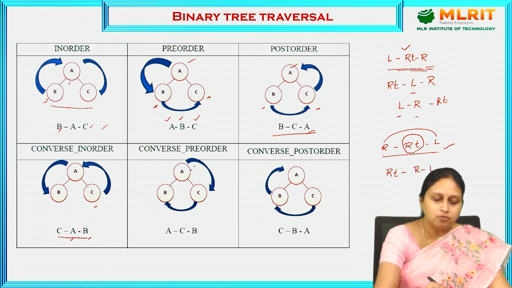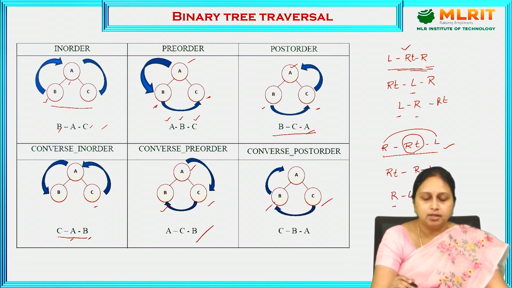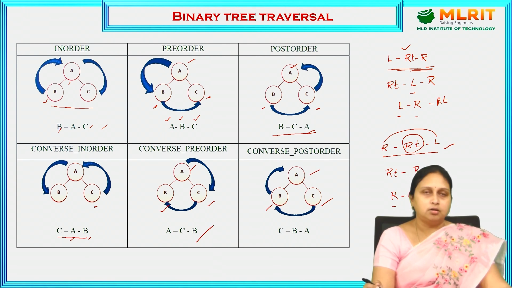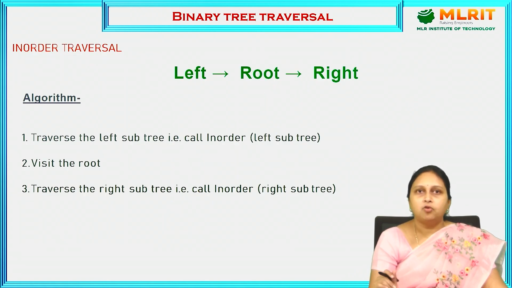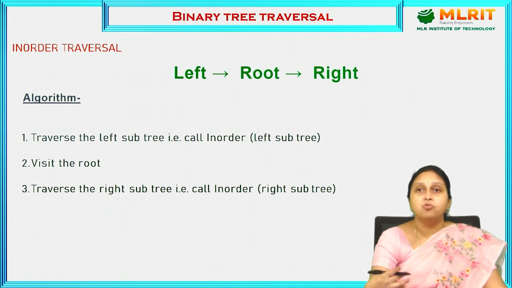According to that, the root A will be visited first, then the right subtree and the left subtree. In the same way, in post order traversal, the root should come last, and we reverse the order of the left and right subtrees. First we visit the right subtree, then the left subtree, and then the root node. This is how the different traversals are applied on binary trees. Now we are going to see the algorithm for how to traverse a binary tree if we have more nodes.